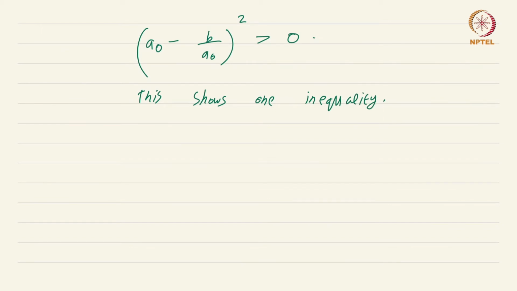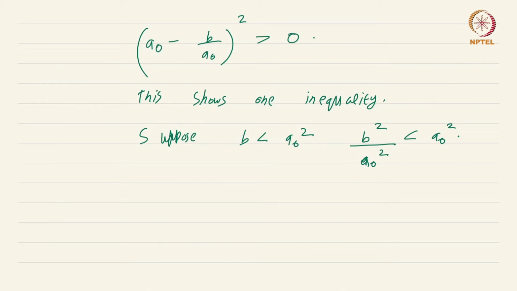Okay, this shows one inequality. Now for the other inequality, suppose we have already b is less than a0 squared. Suppose b is less than a0 squared, then b squared by a0 squared is less than a0 squared. So what I have done is I have squared both sides and taken one a0 squared to the other side to get b squared by a0 squared is less than a0 squared.